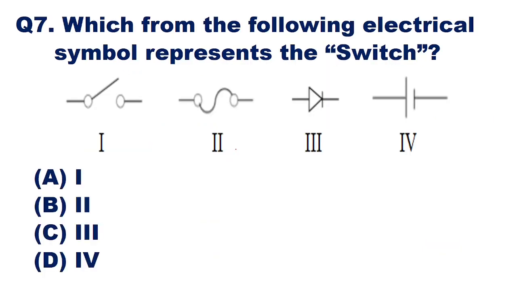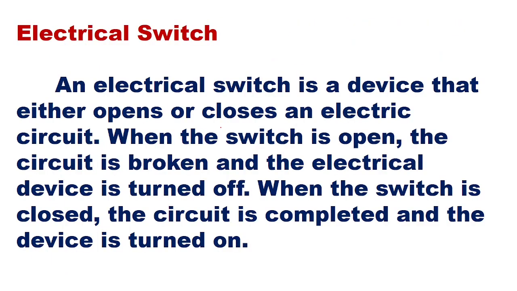Which from the following electrical symbol represents switch? So here there are four symbols shown, the first, second, third, and fourth. So out of this, which represents a switch? Now, if you see the concept of switch, an electrical switch is a device that either opens or closes an electric circuit. When the switch is open, the circuit is broken and the electrical device is turned off. When the switch is closed, the circuit is completed and the device is turned on.